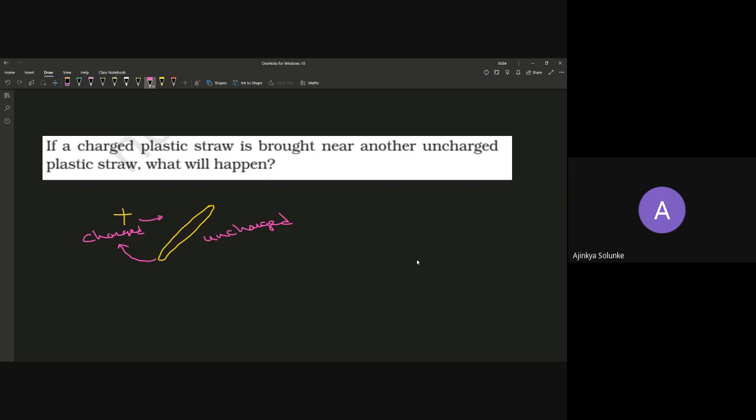Attraction happens if one of the bodies is charged. If both the bodies are charged, then there would be a dilemma whether it will be attraction or repulsion. But at least when one of the bodies is charged, you can say it is definitely going to be attraction. If one body is charged, it is attraction. If both the bodies are charged, then we need to consider, because it might be repulsion, it might be attraction.